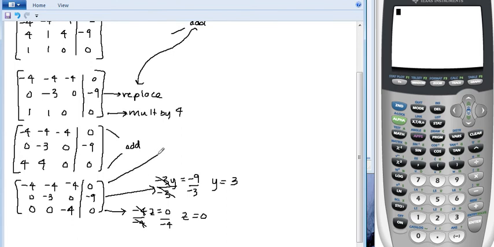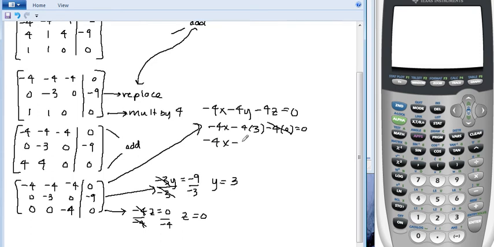Now I'm going to go to this third row and translate that. That says negative 4x minus 4y minus 4z has to equal 0. Correct? Well, I know what y and z are, so I'm going to put those in. So negative 4x minus 4 times 3 minus 4 times 0 has to equal 0. This is gone. 4 times 0 is 0. Subtracting 0 doesn't affect it.